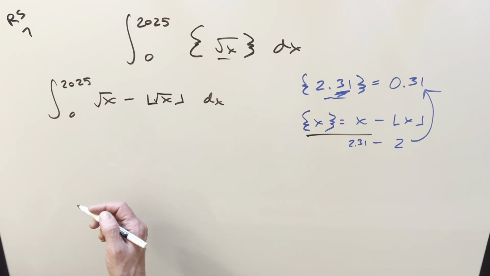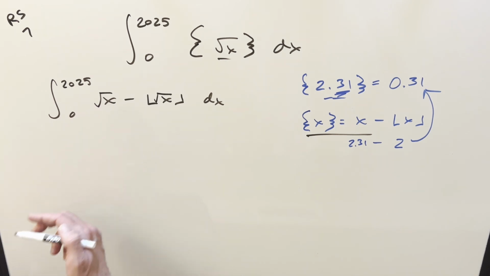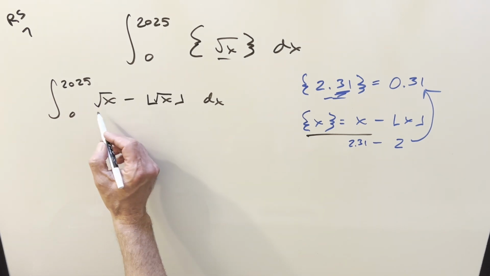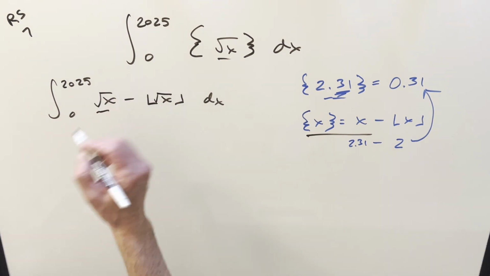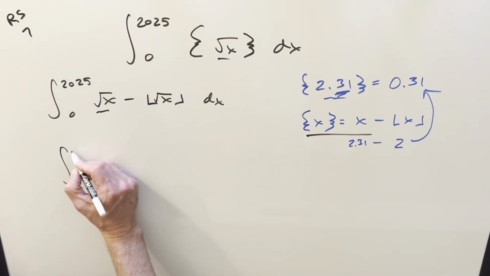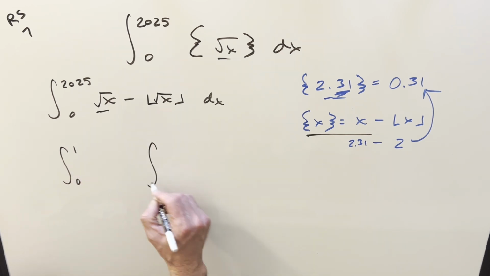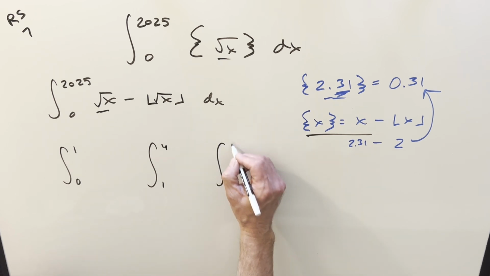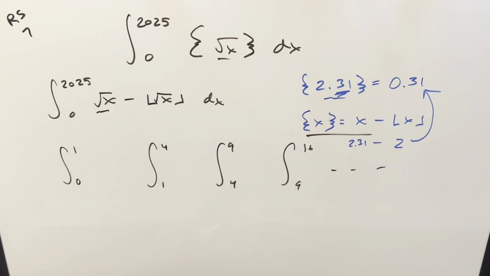Normally in a lot of these problems, what I like to do is break it up on integer bounds. But where the important points are going to be is perfect squares, because we have the square root here. So if we were to write this out all the way to 2025, we would go from 0 to 1 because 1's a perfect square. And then in the next one, we would go from 1 to 4, and 4 to 9, etc., doing this all the way to 2025.